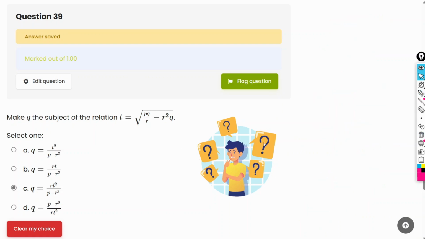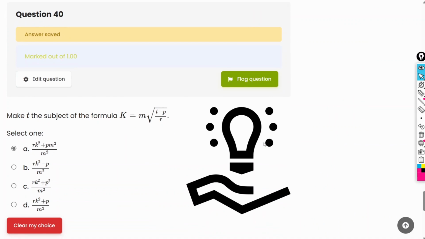All right, number 40 says make t the subject of the formula. So we have that k is equal to m square root of t minus p over r. The first thing you do is divide both sides by m, because m is multiplying the entire thing. So divide here by m and divide here by m. So we have k over m is equal to the square root of t minus p over r. All right, the next thing is we want to square both sides.